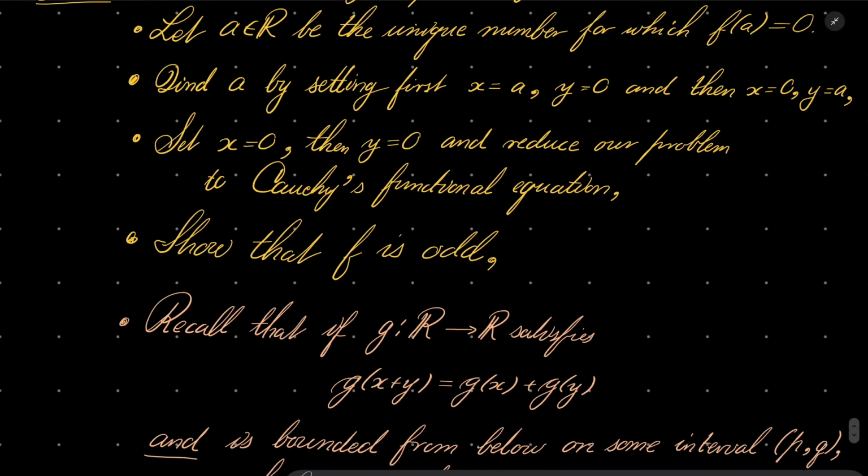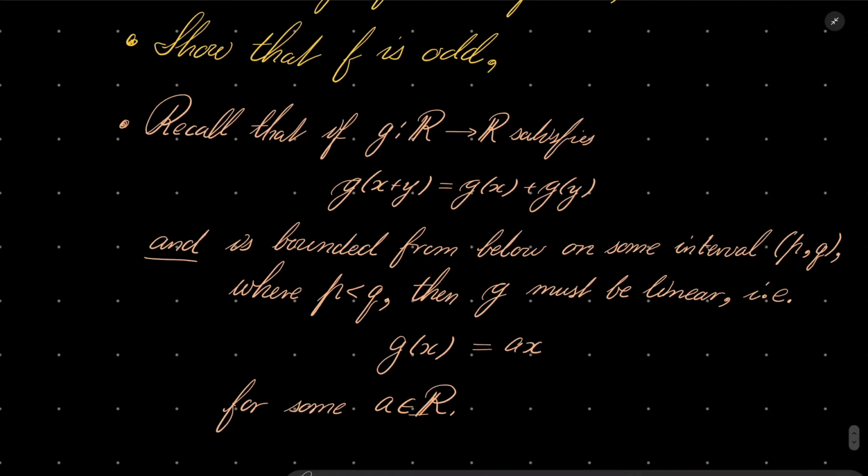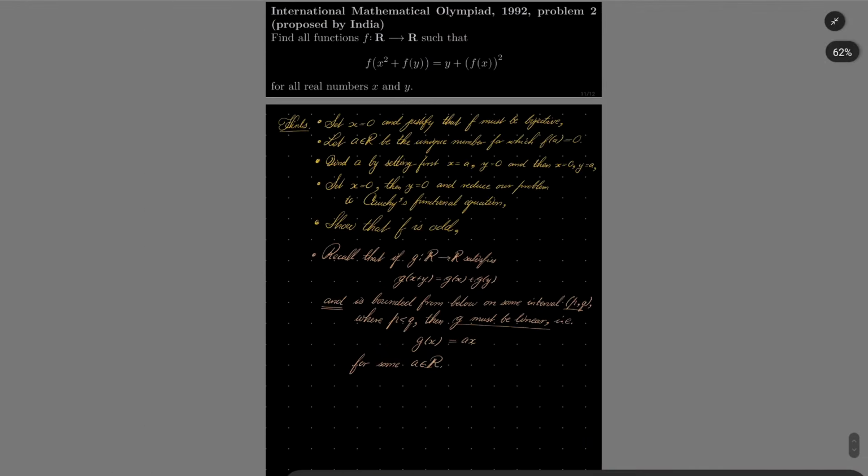And remember this very basic fact from analysis: if some function g satisfies Cauchy functional equation, that is g of x plus y equals g of x plus g of y for every x and y, and it is bounded from below on some non-degenerate interval pq, then our function must be linear. That is, g of x equals a times x for some constant a. We'll use this very fact. So give this problem a try, and I will see you in just a minute.